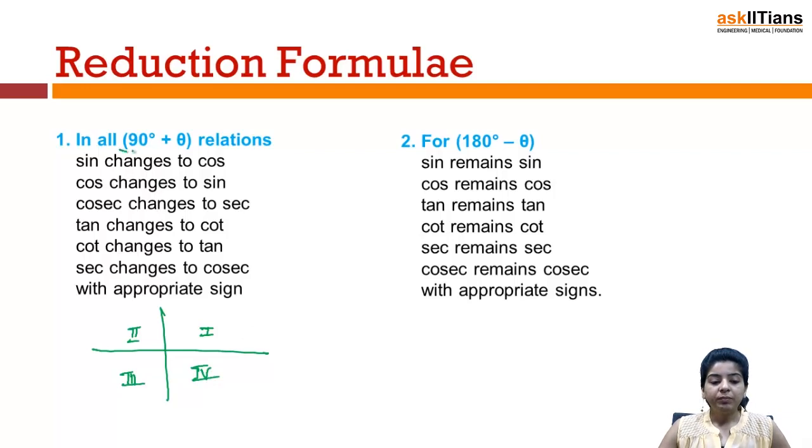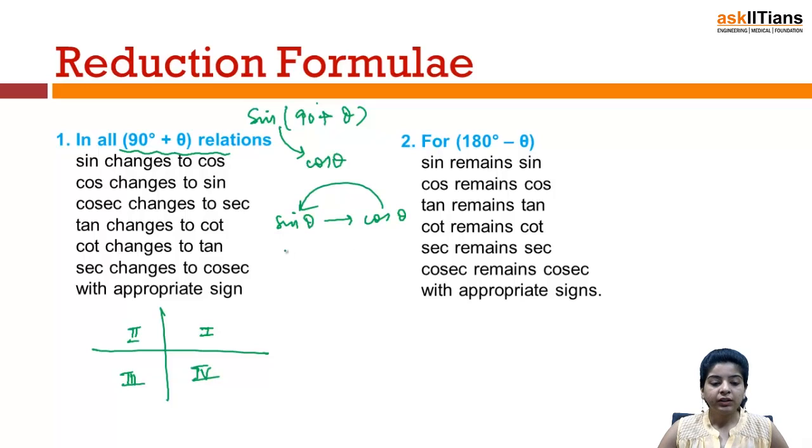In all 90 plus theta relations, that means suppose I have sine 90 plus theta, right? Then in this case sine changes to cos. This is something that you will have to remember. Sine changes to cos, and obviously then cos changes to sine. Then you have cosec changes to sec, and so sec changes to cosec. Then tan changes to cot, and cot changes to tan, and that happens only in case of 90 plus theta.